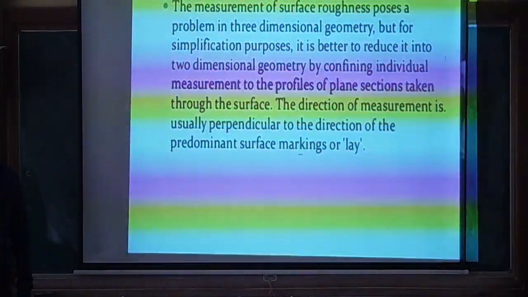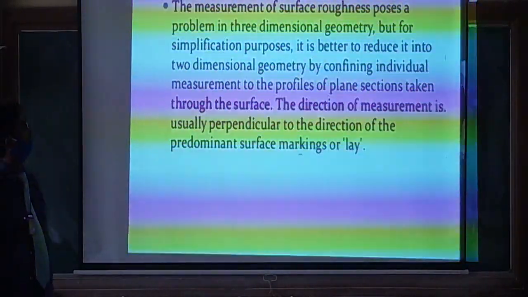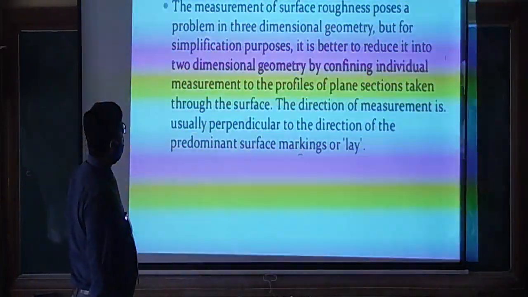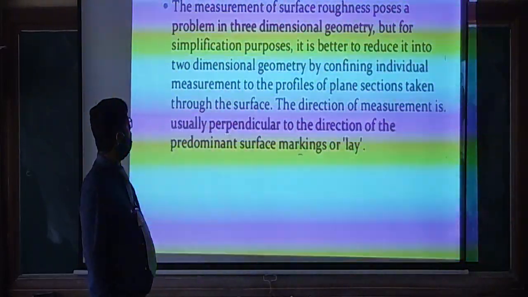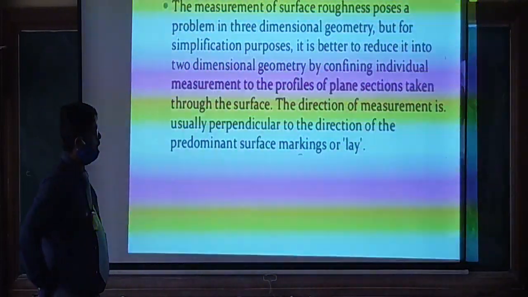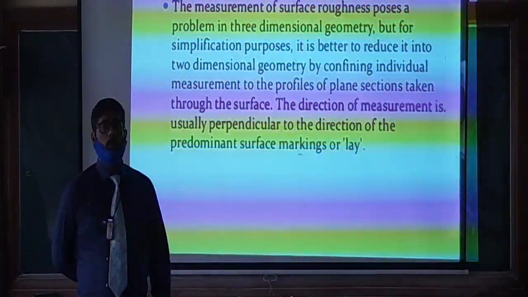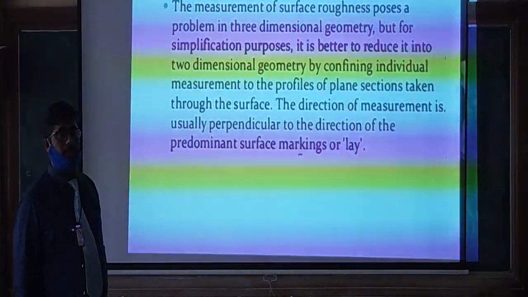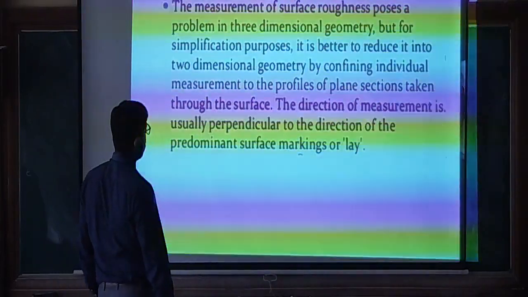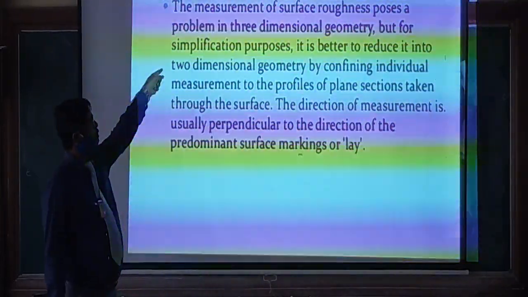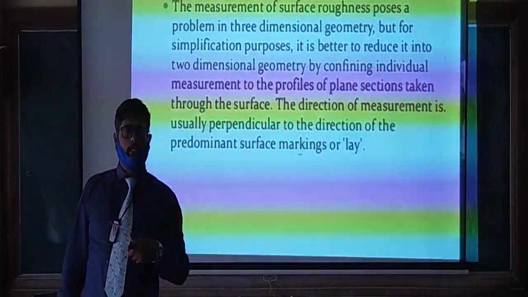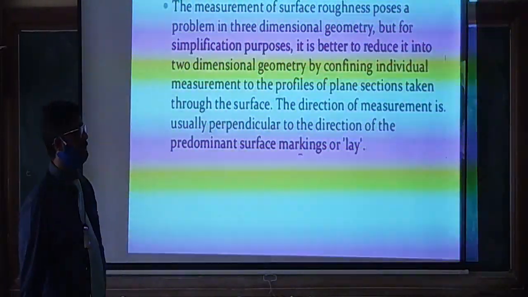Next, the measurement of surface roughness. This poses a problem in three-dimensional geometry, but for specification purposes it is better to reduce it into two-dimensional geometry by confining the individual measurement. So usually we are not going for three-dimensional measurement, we are going for two-dimensional measurement of the surface roughness, because the measurements we take are in two directions, not in three-dimensional workspace.